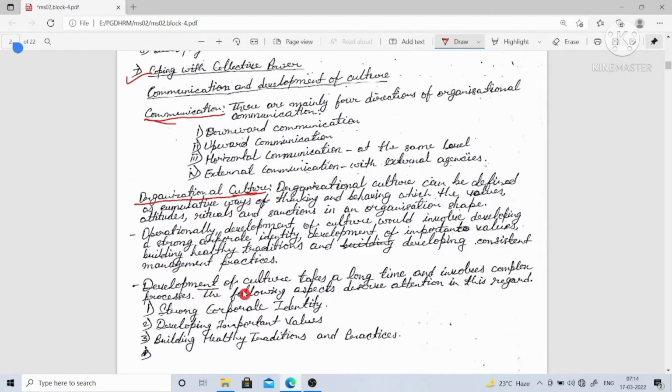Development of culture takes a long time and involves complex processes. The following aspects deserve attention in this regard. Now you see, development of culture takes long time and involves complex processes. So strong corporate identity. For development of culture, it needs that there should be a strong corporate identity, developing important values and building healthy traditions and practices.